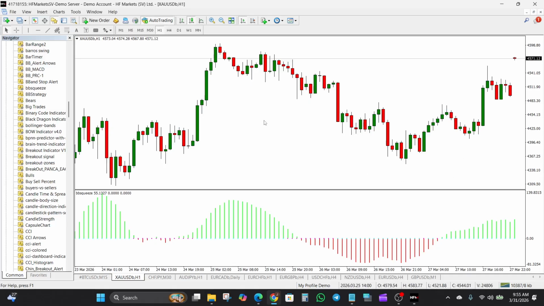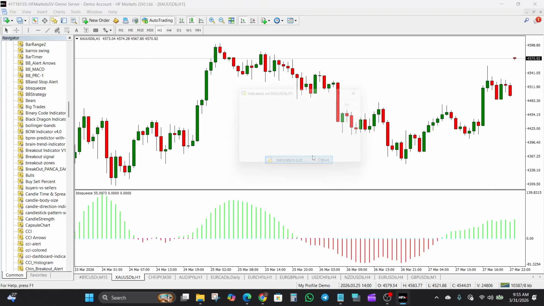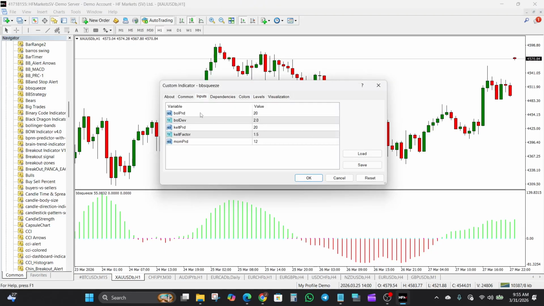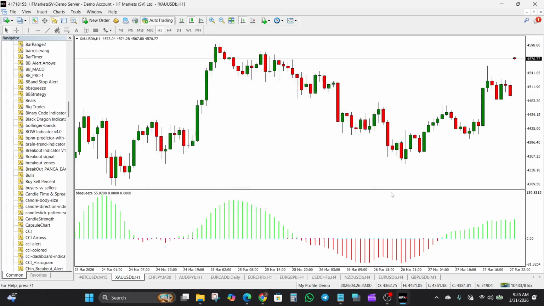Even from the inputs, you will realize that the indicator combines elements from the Bollinger Bands and the Keltner channels. That is why we have settings for Bollinger and settings for Keltner. Now, from what we can see on the chart, these green bars and red bars are how we get our signals.